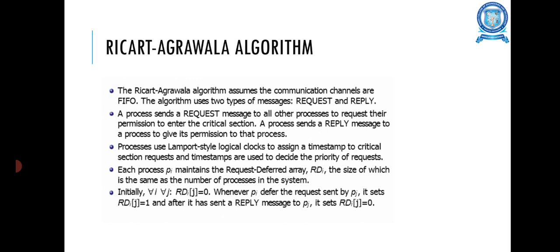Processes use a Lamport-style logical clock to assign a timestamp to the critical section request, and timestamps are used to decide the priority of the request. Each process Pi maintains a request deferred array, RDi, the size of which is the same as the number of processes in the system. Initially, for all i, for all j, RDi[j] is 0. Whenever Pi defers the request sent by Pj, it sets RDi[j] equal to 1. After it has sent a reply message to Pj, it sets RDi[j] equal to 0.